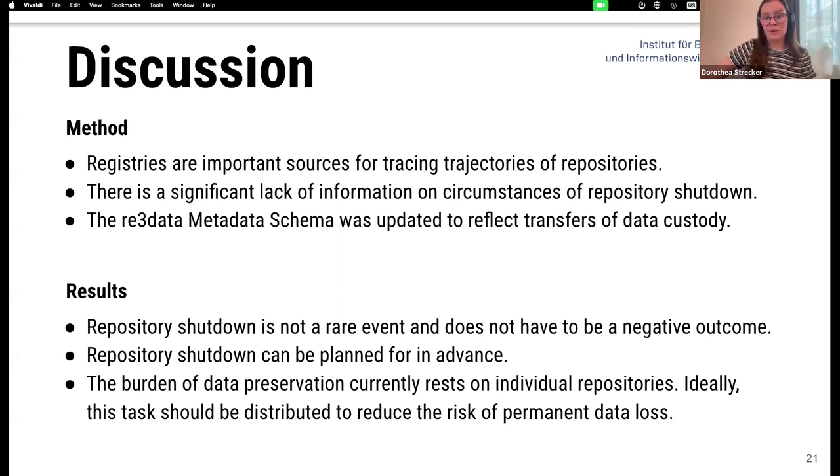And our results show that repository shutdown is not a rare event. And that might sound bad, but it does not have to be a negative outcome, because repository shutdown can be planned for in advance and permanent data loss can be avoided. However, it's important to note that today the burden of data preservation rests solely on individual repositories. So this means that research data are actually in a very precarious position. Ideally, this task should be distributed more evenly to reduce the risk of permanent data loss. And we think that a structure like a preservation network, like it exists for scholarly articles, might be a useful solution here.